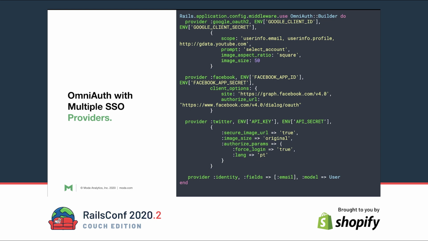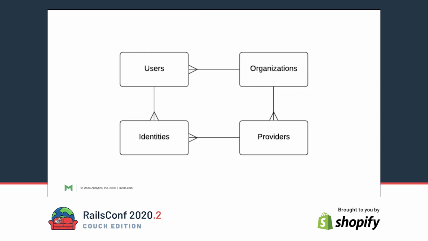Since your system now supports multiple authentication providers, you'll need to track the appropriate external UID for each of them. You'll find it in Omniauth's auth hash and save it to an identity model associated with the user. At this point, the minimal possible ERD looks something like this.